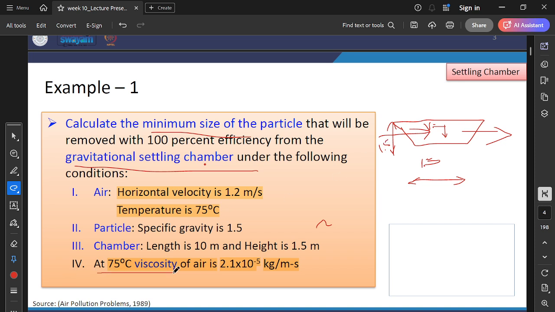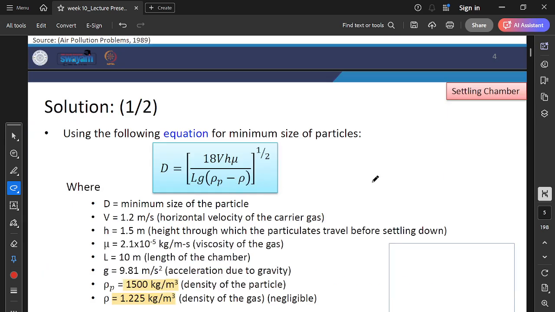At 75 degrees Celsius, the viscosity of the air is 2.1 × 10^-5 kg per meter second. You all know about viscosity, right? So they have given the air's viscosity. What's the formula to find the minimum size of the particle? We have the formula for the diameter. How did we arrive at the formula?